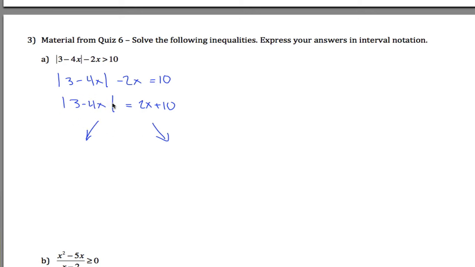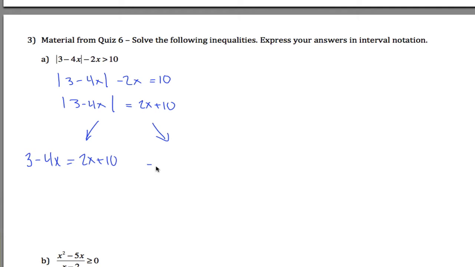The way you get rid of the absolute values is you have to kind of imagine, okay, this 3 minus 4x thing, if this is a positive number, then the absolute value signs aren't doing anything. And I just get 3 minus 4x equals 2x plus 10. But I don't know what x is, so I don't know what this whole thing is. But if x is such that this entire thing becomes negative, then what the absolute value signs are going to do is change the sign of this entire thing.